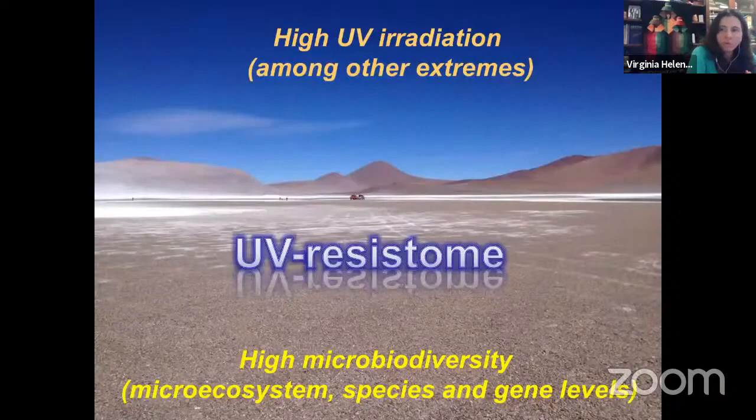But I think I have convinced you that we have a high microbiodiversity in this area, even though we have extreme conditions, and even though we have the highest UV radiation in the world. So there must be something that makes these microbes thrive in these conditions. And so there are molecular and physiological mechanisms that we call the UV resistome.